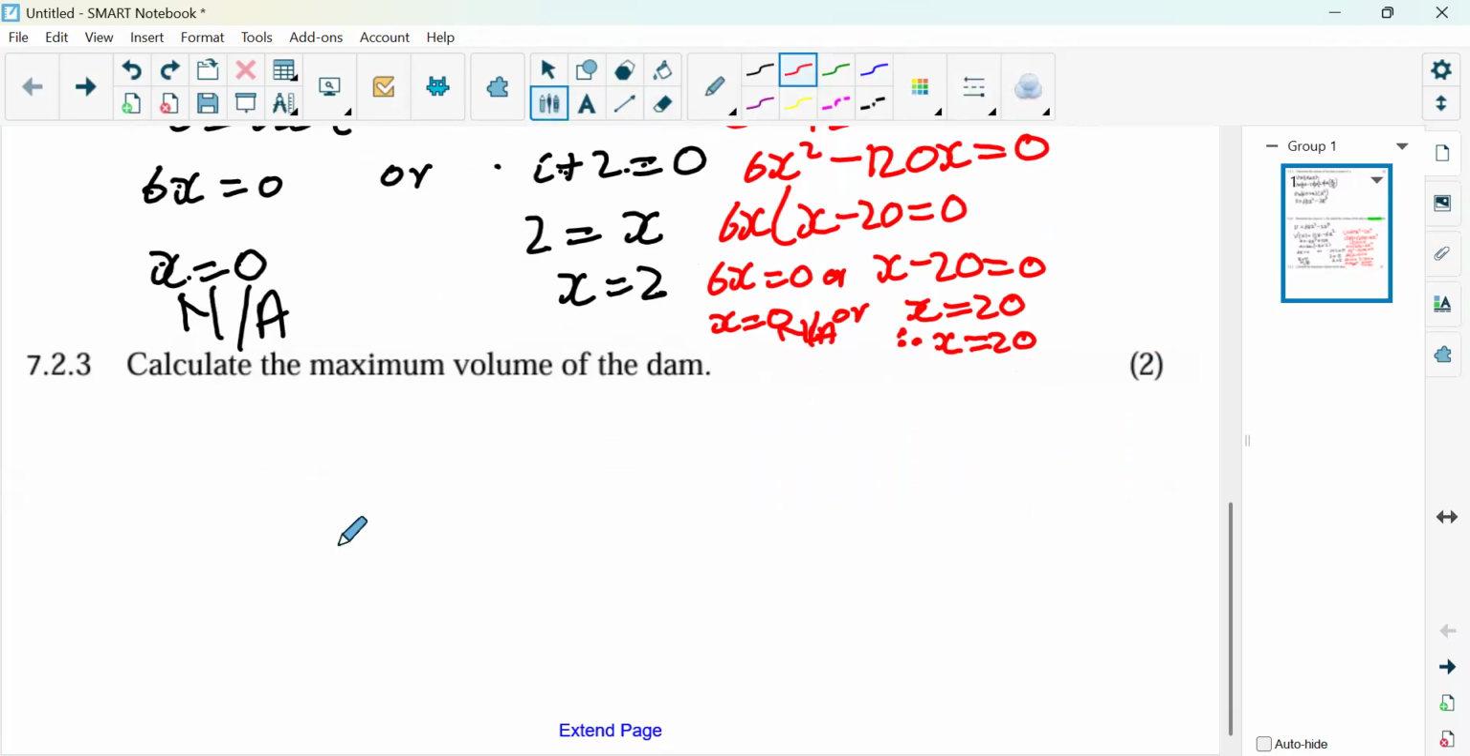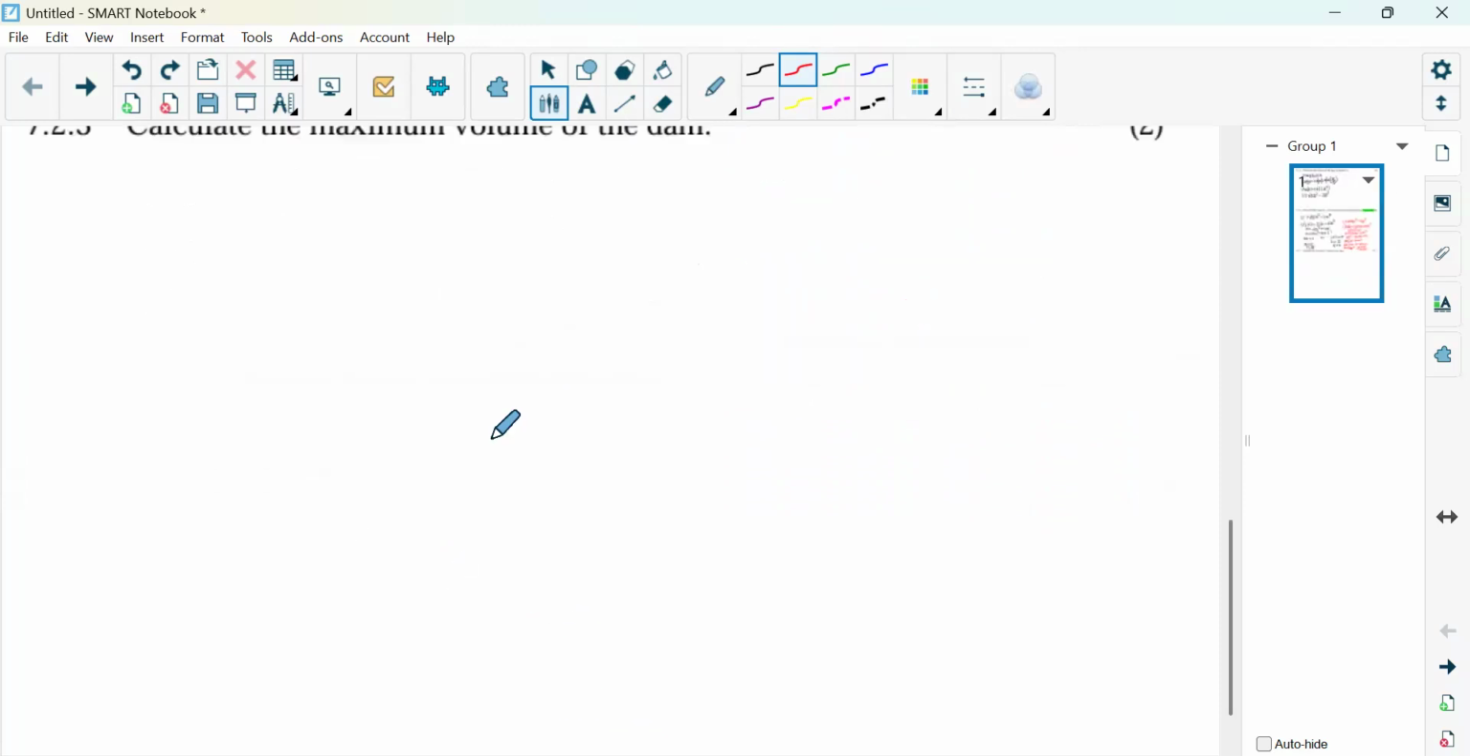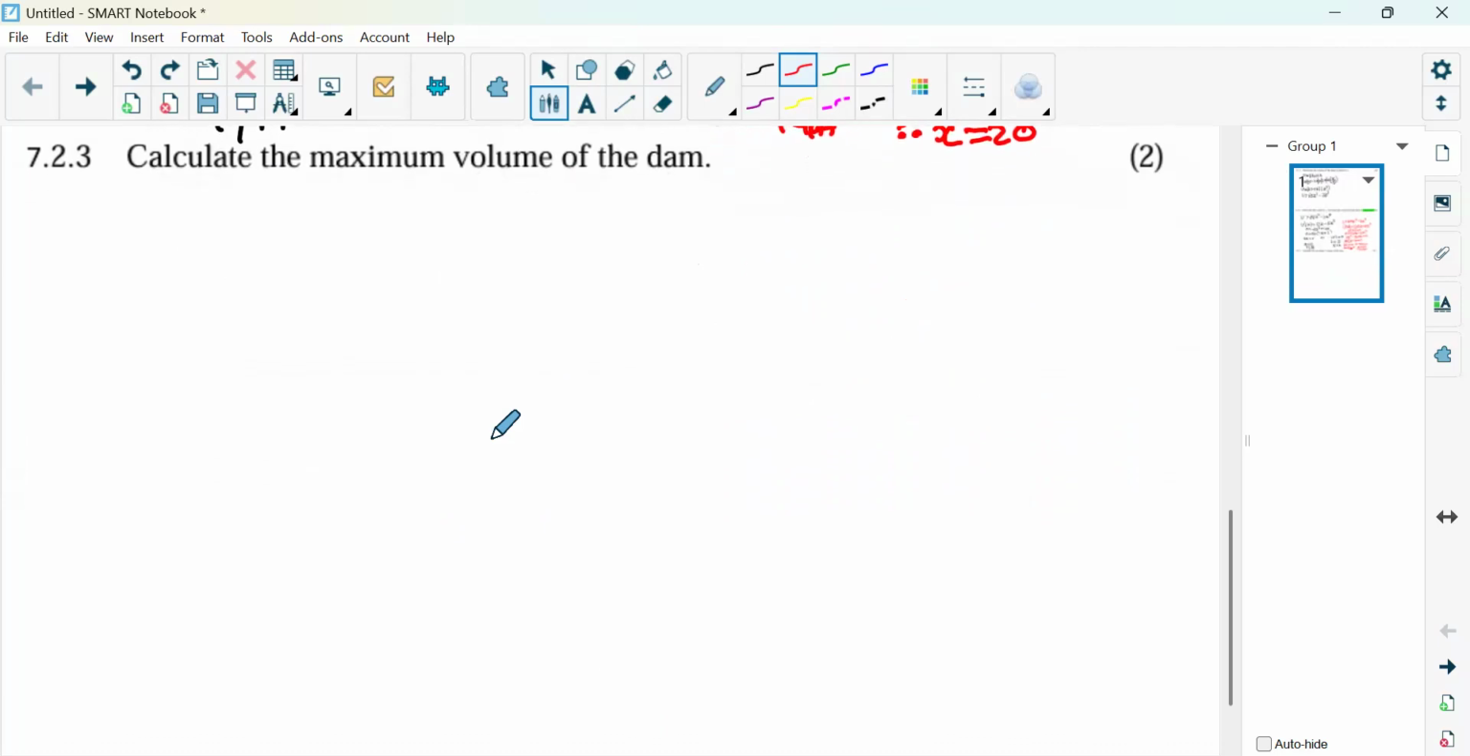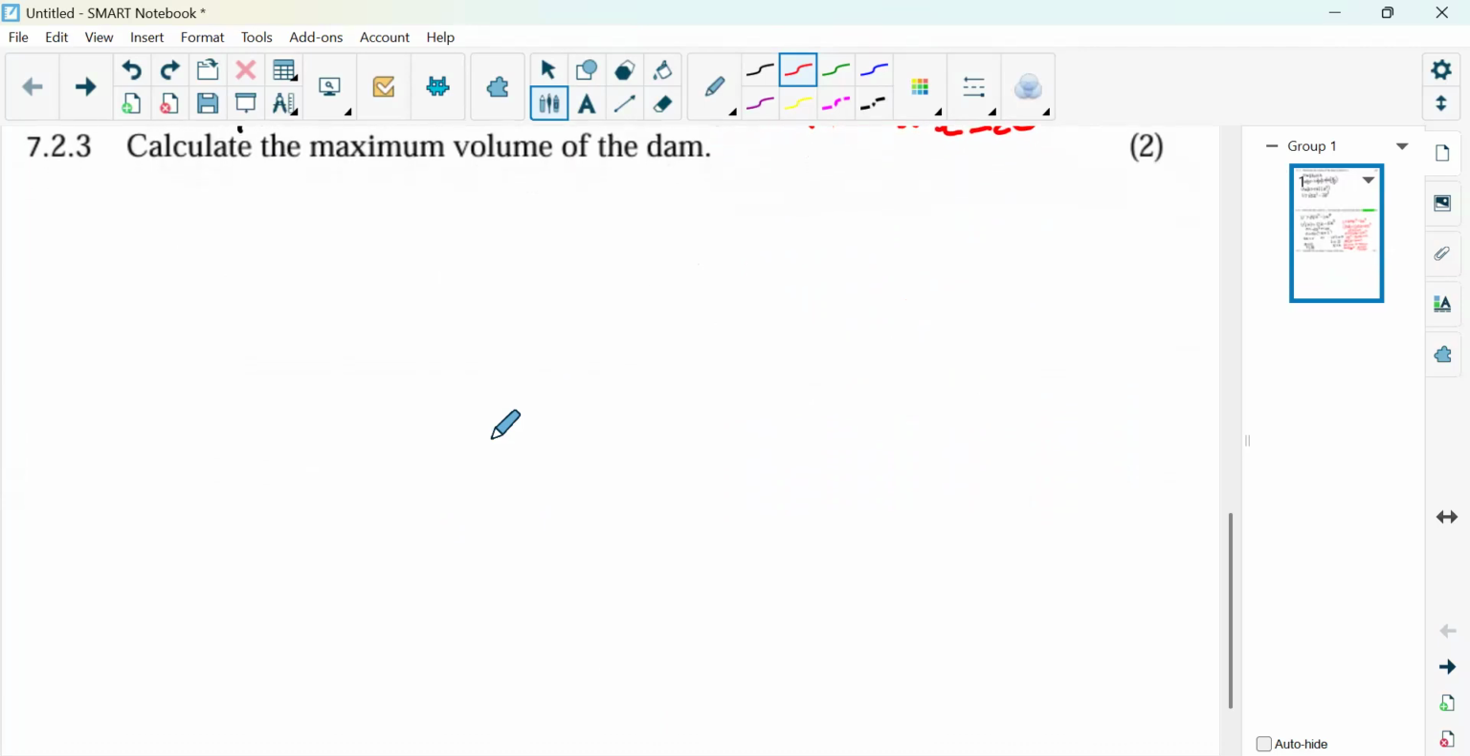The 7.2.3 says calculate the maximum volume of the term. Now we already have our answer. As they were asking, if this question was 5 marks, what this examiner did was break down the question. They could have asked us what was the maximum volume of the term. So it's exactly the same question, but instead of giving us the whole 5 marks, they give it to us in pieces. So how would we get that?